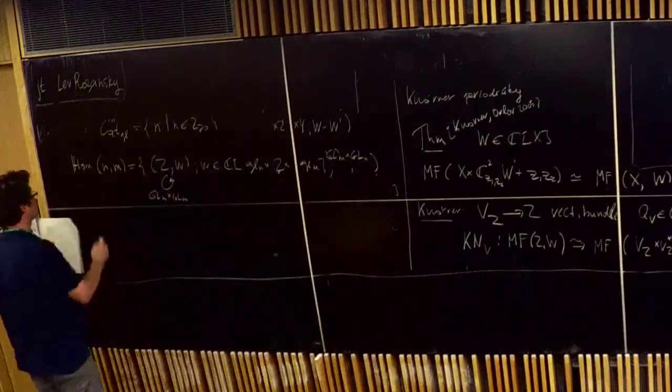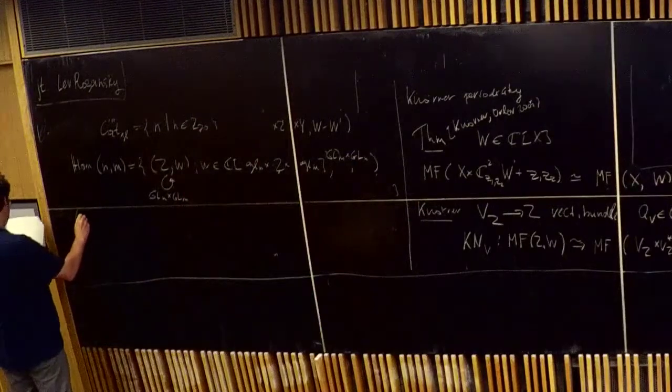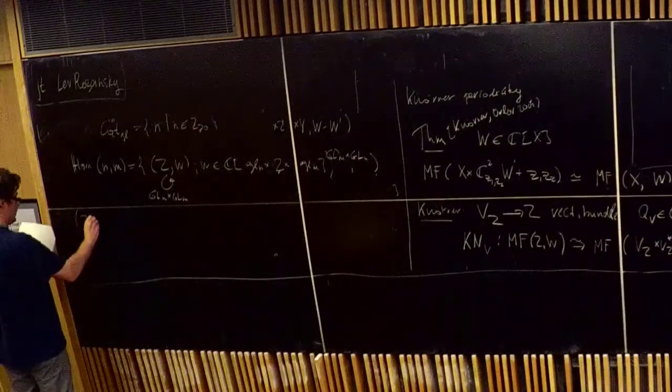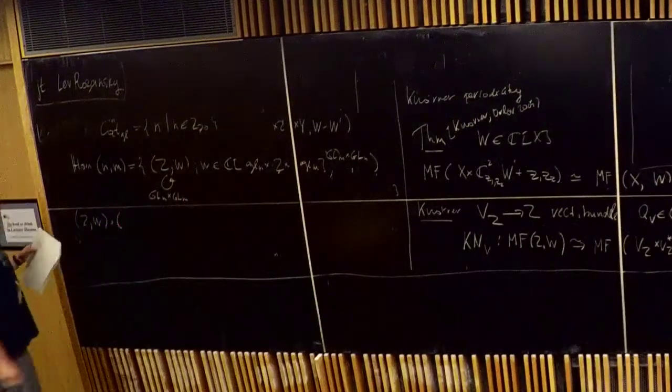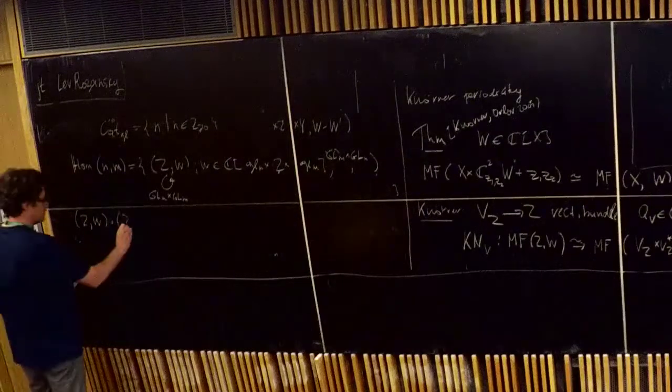And the composition, I should explain what composition is. It's more interesting because it would involve some kind of GIT quotient. So suppose you have two guys and you want to compose them.